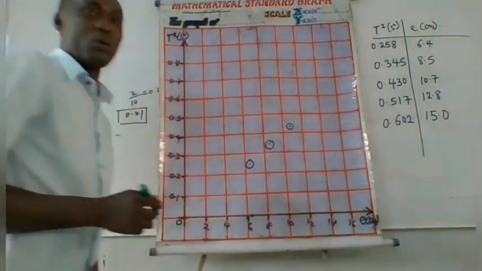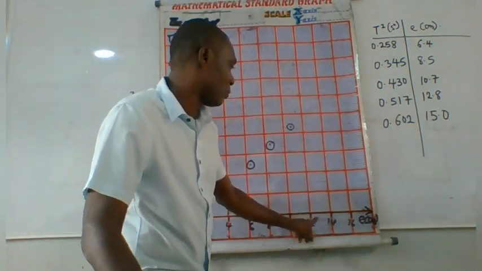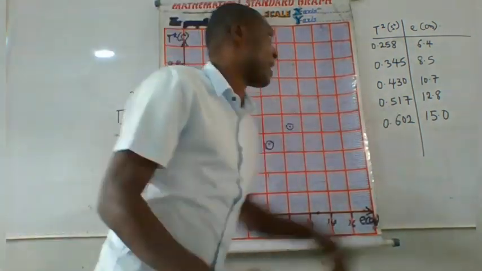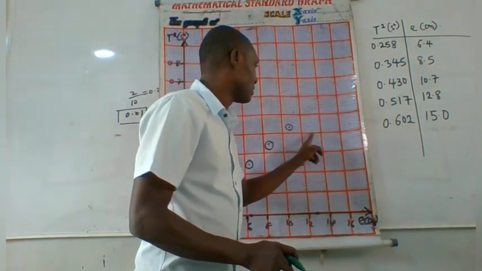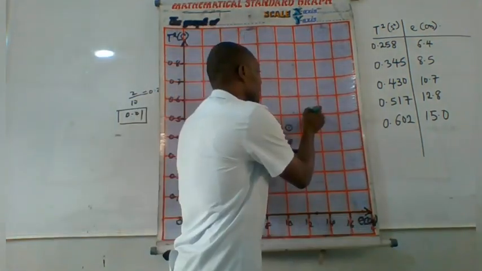So I'm going to put the point there. Okay? Now you try the next one. So this is how easy it is to calculate. Draw it like this, okay?